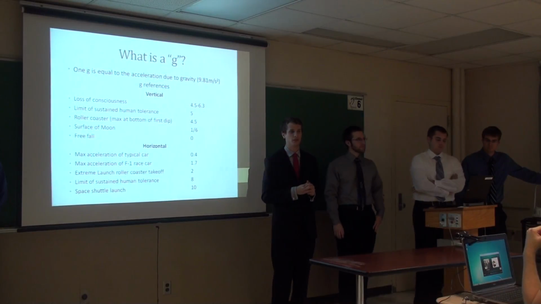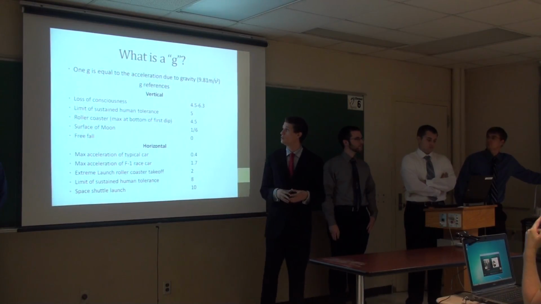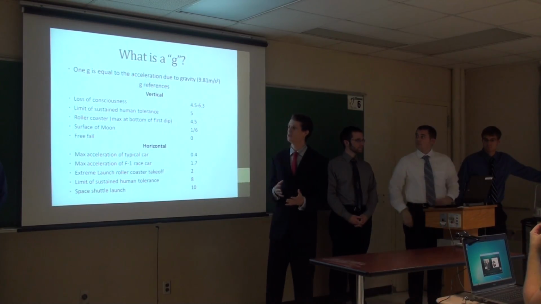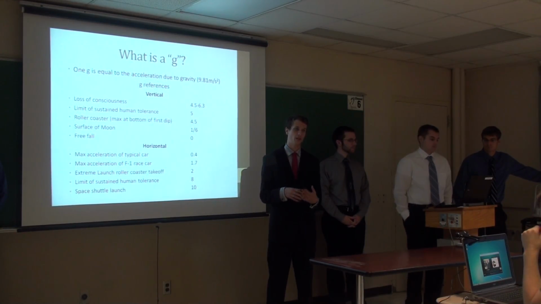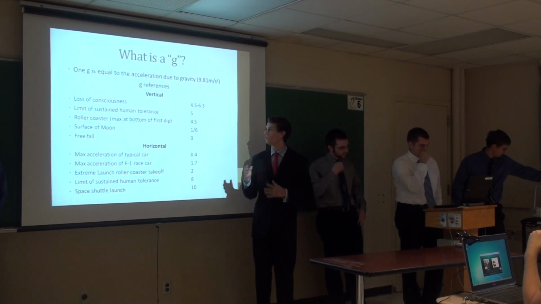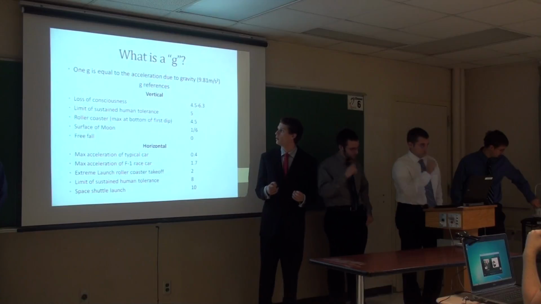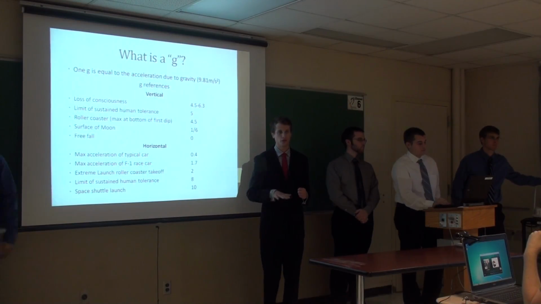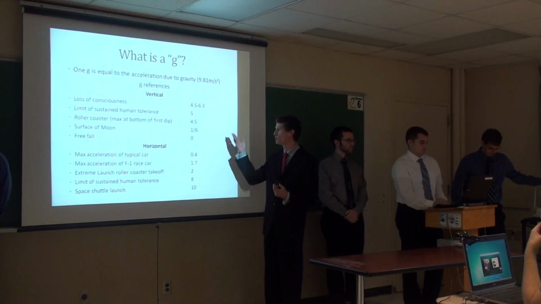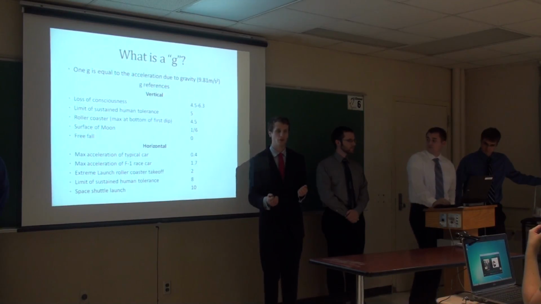First, for a frame of reference, what is a G? 1 G is acceleration with reference to Earth's gravity, 9.81 meters per second squared. Some different references for that: there are vertical and horizontal Gs that we experience. And here are just some various reference Gs.